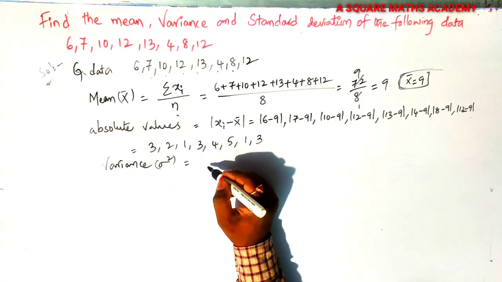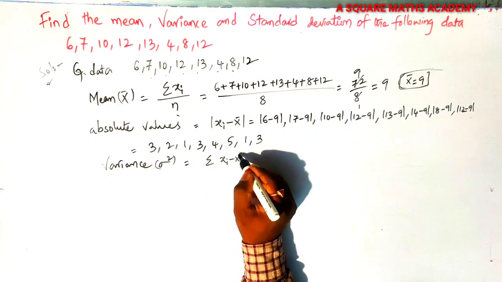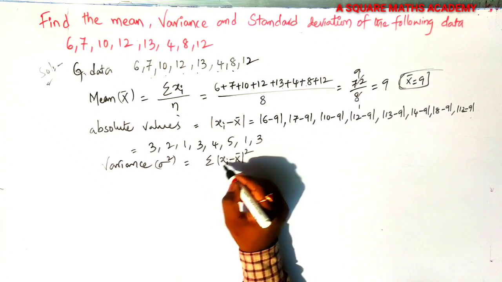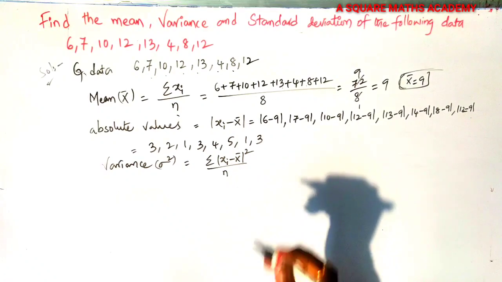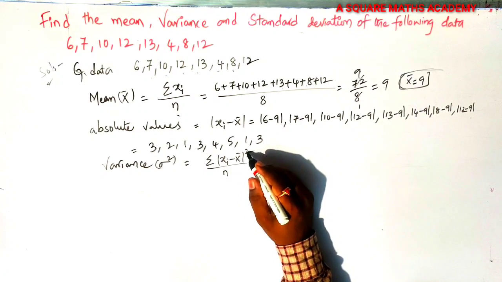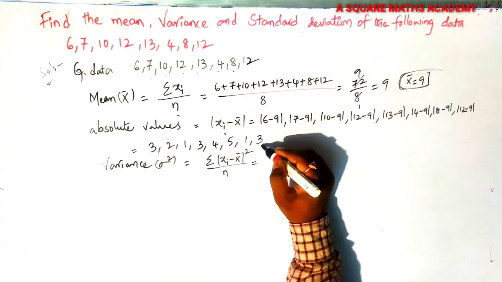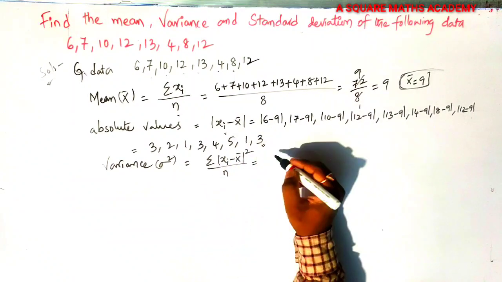Sigma square equals variance. Sigma square equals summation of xi minus x bar whole square divided by the number of elements n. N is nothing but the number of observations. So summation of xi minus x bar whole square. These are the values of xi minus x bar. Now we take the whole square. So what do we get here?